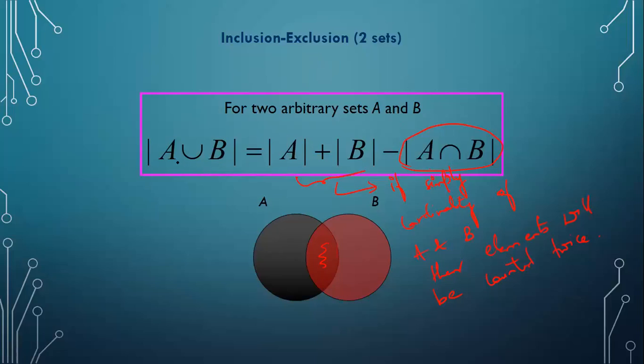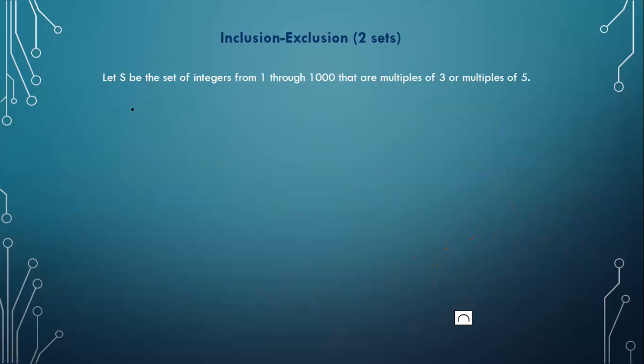It is very important, and it is usually given as a 5 mark question in your essay questions. Based on this, we will look at a few examples. So let S be the set of integers from 1 through 1000 that are multiples of 3 or multiples of 5.